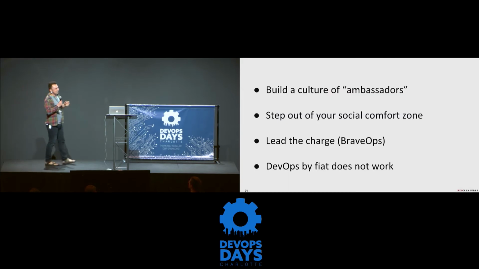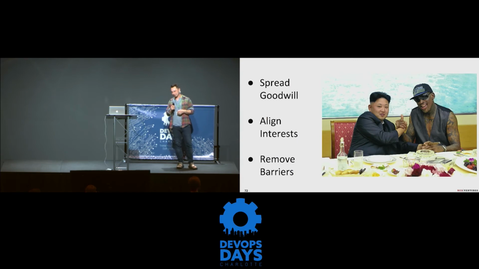So to begin, you have to start with a culture of ambassadors. Don't think about DevOps culture off the bat. If you don't have interpersonal relationships, you're never going to be successful at this. And you're going to have to step outside of your comfort zone. Maybe you're not a social person, but you're going to have to become one. You're going to have to spread goodwill. That's a key tenet of this. And really, aligning interests and removing barriers are the key takeaways.